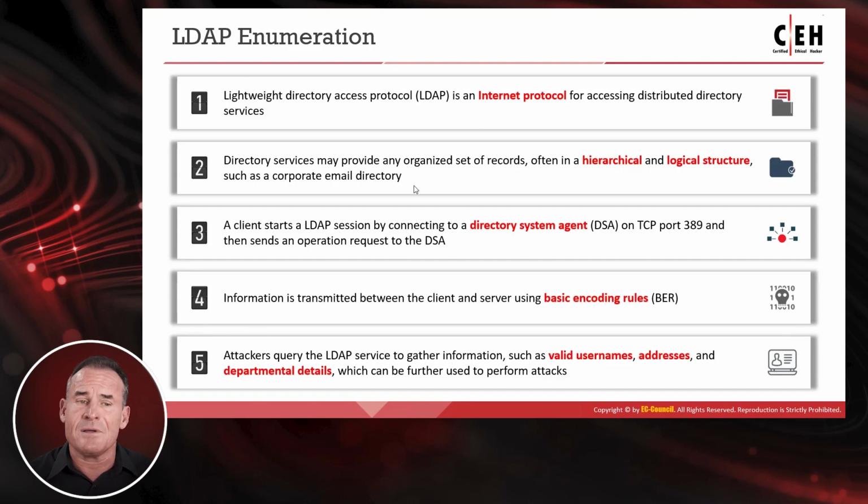Directory services are organized hierarchically. We're not going to get too much into the structure of a directory service, but any LDAP enumeration utility can connect to the directory system agent on port 389, and once it's authenticated, depending on the security context and the access control list of the objects, you can read information out of the database. So attackers will query the LDAP service to gather information like valid usernames, addresses, departmental details, etc. So again, at this stage of the game, we are really interested in usernames.